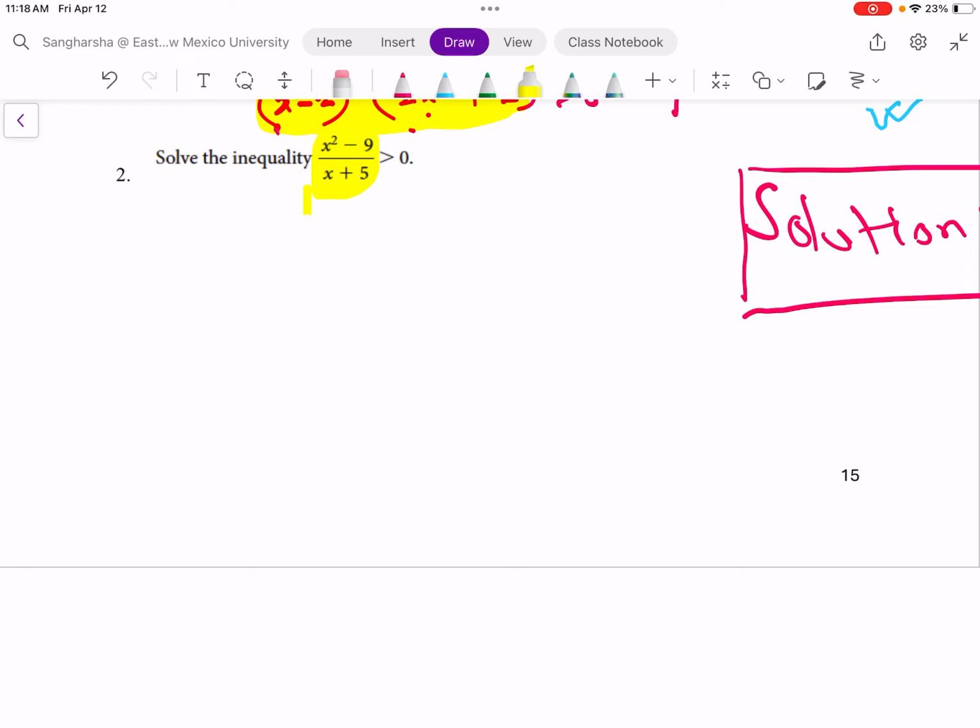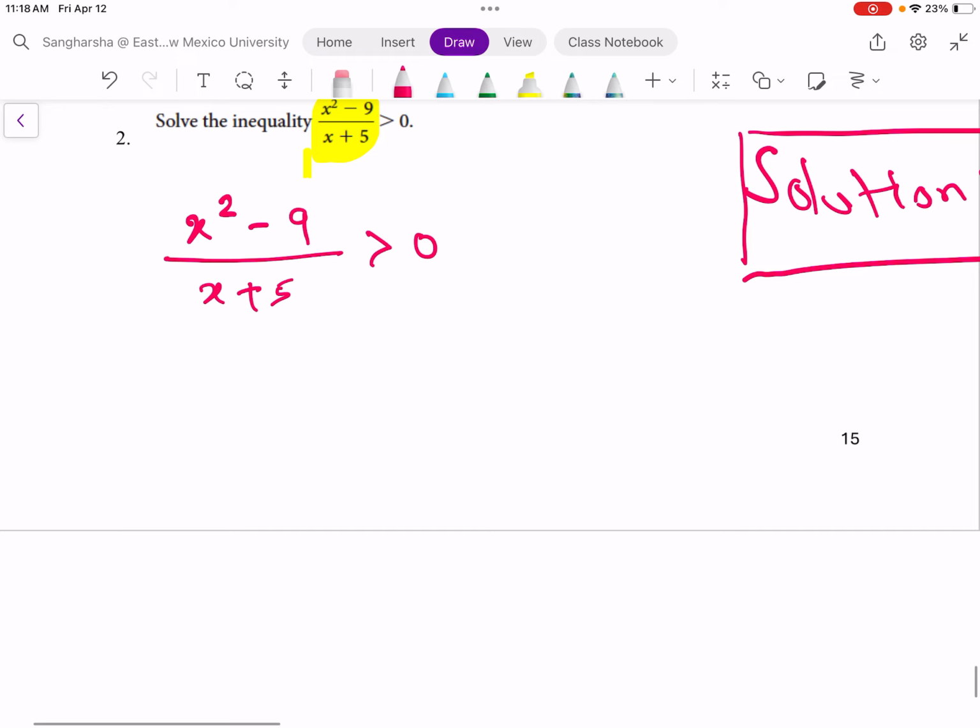So we have this rational inequality, x squared minus 9 divided by x plus 5 greater than 0. First step, you make the right side equal to 0. We already have the right side equal to 0, so we can ignore the first step. Second step, we factorize our numerator and denominator. If you can factorize, you factorize your numerator and denominator. Now in the numerator we have x squared minus 9. Now how do we factorize this?